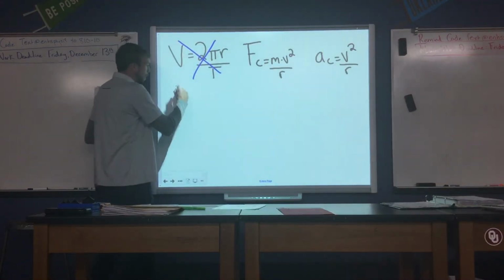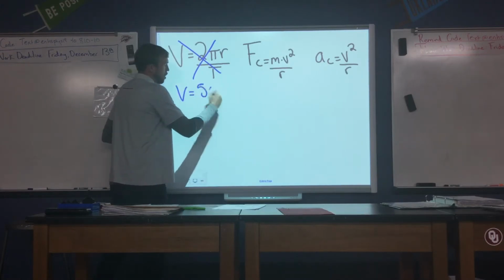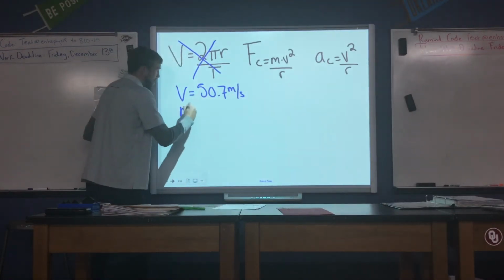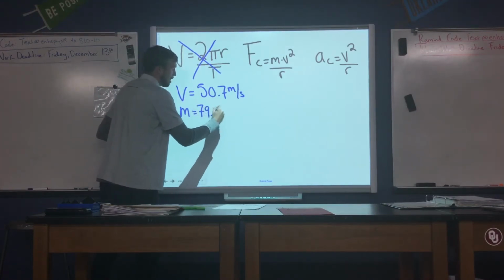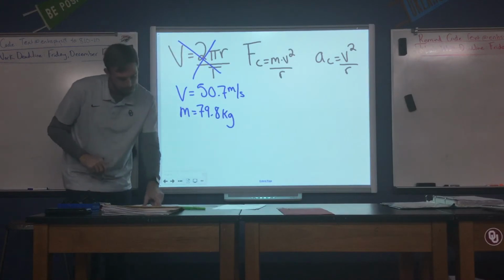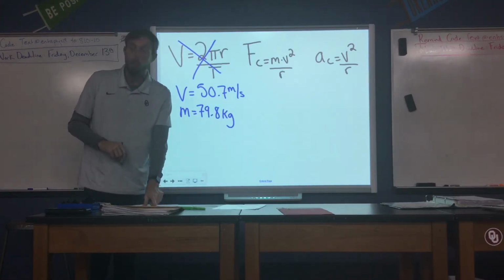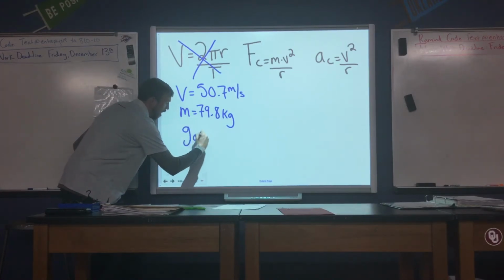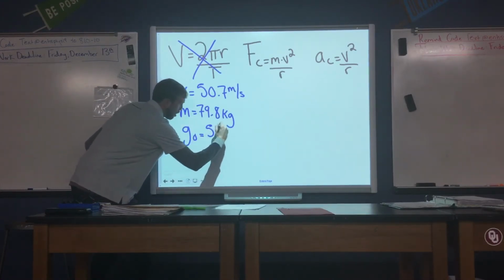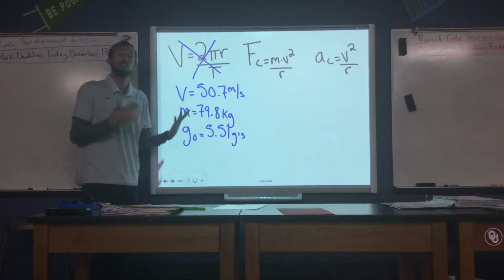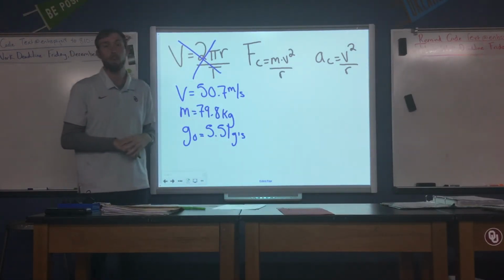So just by looking at what the problem statement gives us, we know the velocity to be 50 meters per second, and we know the mass of the pilot to be 79.8 kilograms. But we're told this other piece of information, that the pilot does not want his radial or centripetal acceleration to exceed 5.51 Gs. So what that means is that the G-force limitation on the pilot, A, is 5.51.